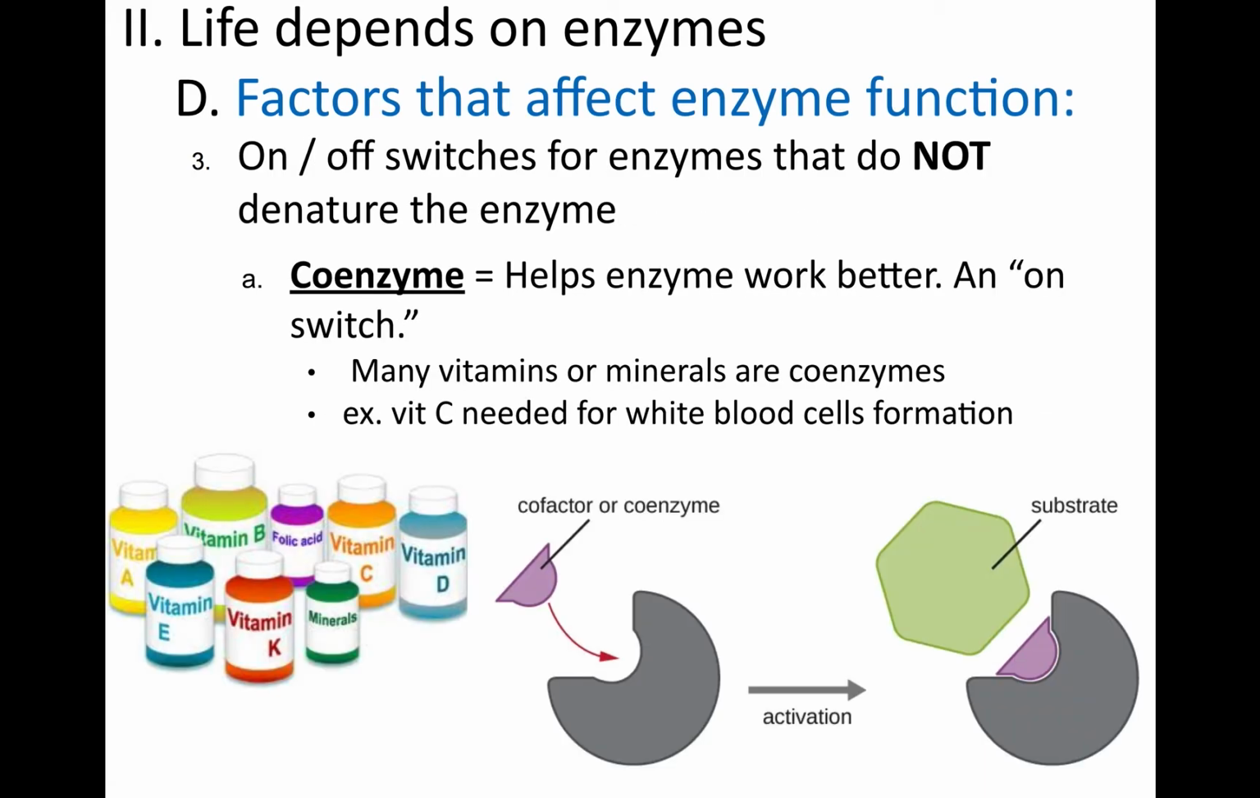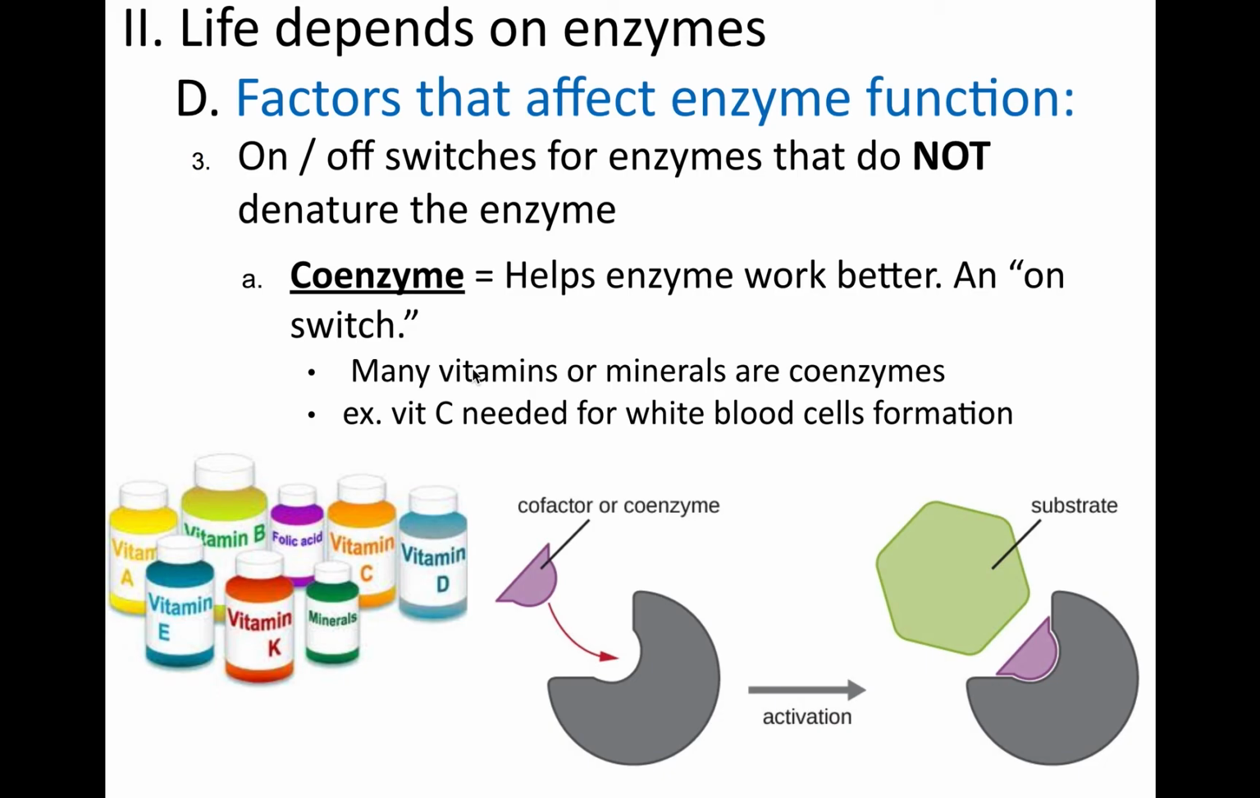Okay. Last but not least, we're going to talk about on-off switches. So there's special factors that temporarily change the function of your enzymes without denaturing them. A coenzyme is an activator, and it works basically as a temporary on switch where its presence allows an enzyme to do its job, to work better. You may need minerals or vitamins that work as these coenzymes. So you constantly need more vitamin K, vitamin B, vitamin C to constantly replenish these missing coenzymes. Otherwise, those enzymes won't work and parts of your body may not function as well as they ought to.